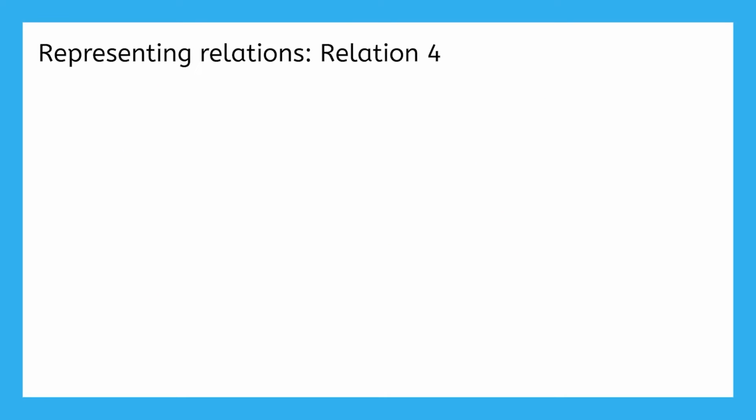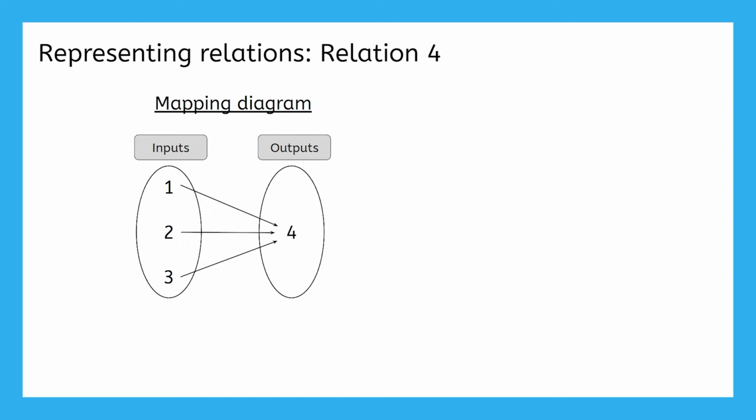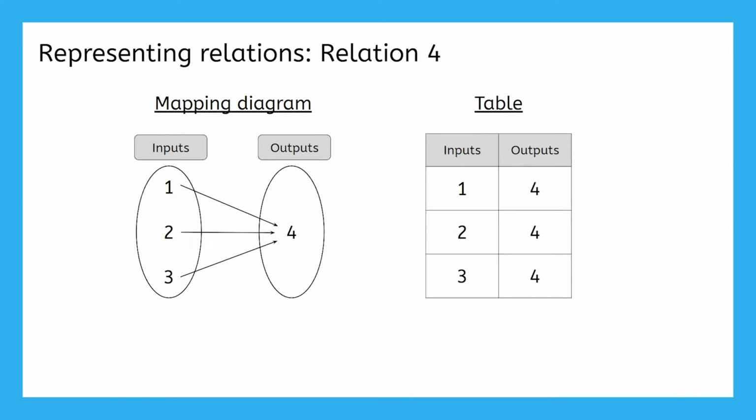In math, we can depict the relations between inputs and outputs in a variety of ways. One method, as shown in our grocery checkout example, is called a mapping diagram. But we could also use a table, like we saw in our last lesson. Pause the video and take a moment to determine if this relation is a function or not.